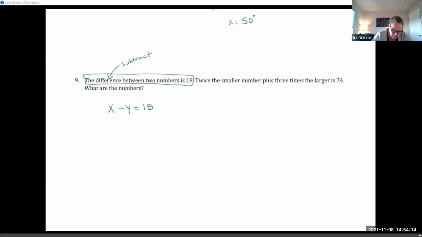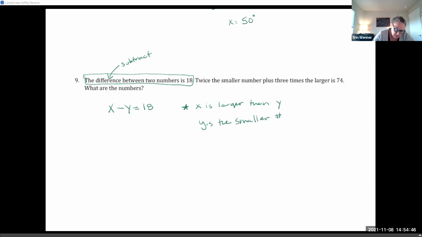By doing this, we're declaring that x is larger than y here. Because we're taking y off of x, therefore x has to be bigger. And how much bigger? By 18. So knowing that, that means that y is the smaller number.